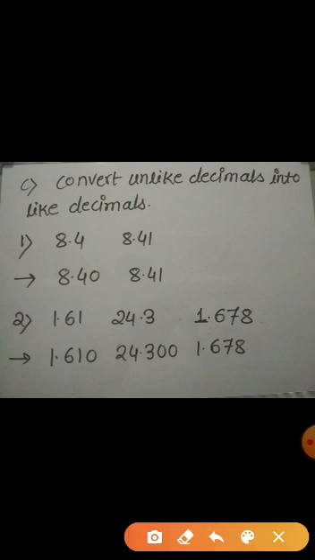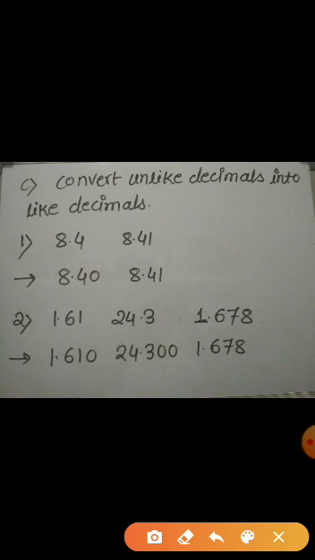Now coming to question number C, convert unlike decimals into like decimals. In this question, some unlike decimals are given and we are asked to convert them into like decimals. We can convert the unlike decimals into like decimals by making their decimal places equal. And how can we make the decimal places equal? By putting 0 at the end of the number.